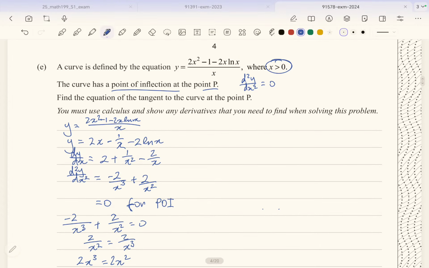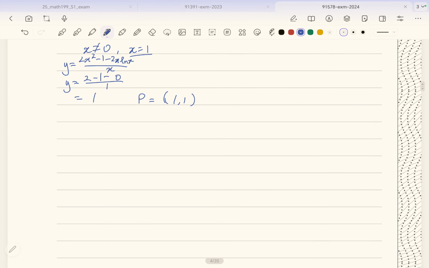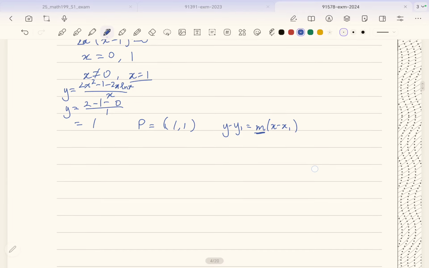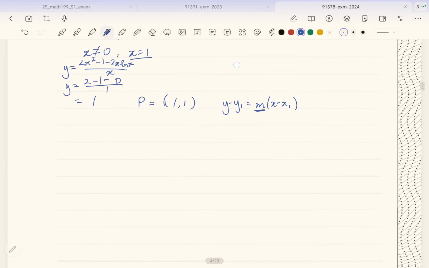Now, we're trying to find the equation of the tangent. To find the equation of a tangent line, we will use y minus y1 equals m times x minus x1. So we'll have to first find the m. M is the slope at x equals 1, which is the point of inflection.